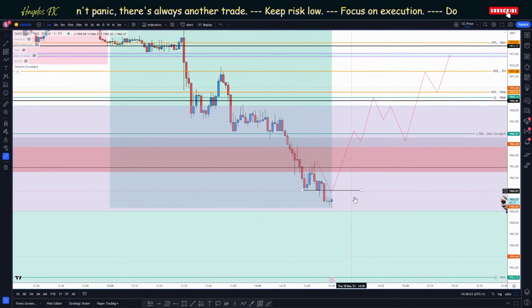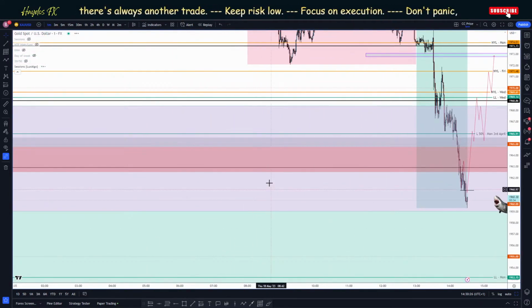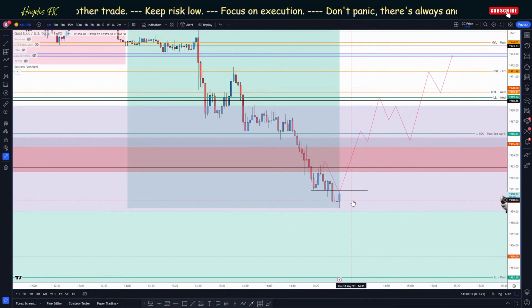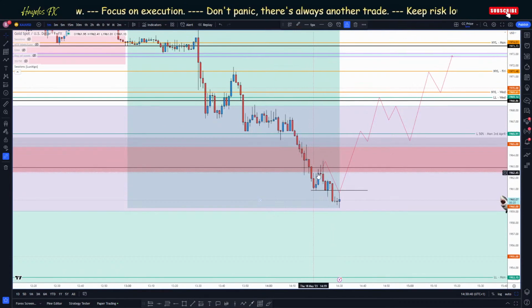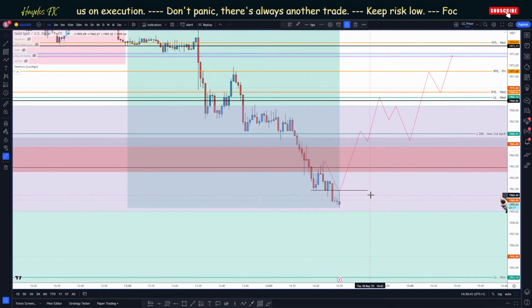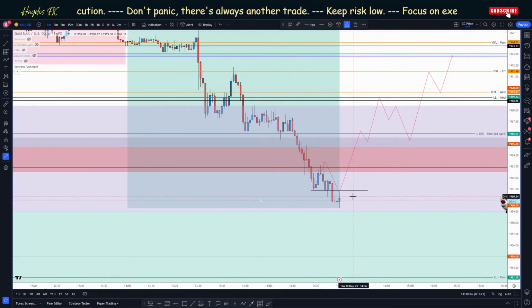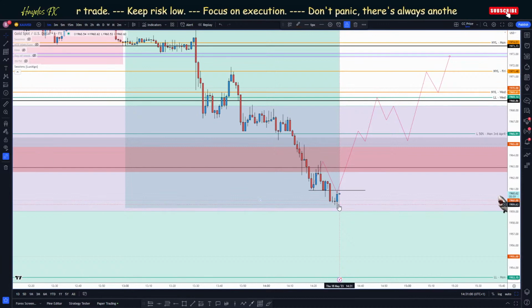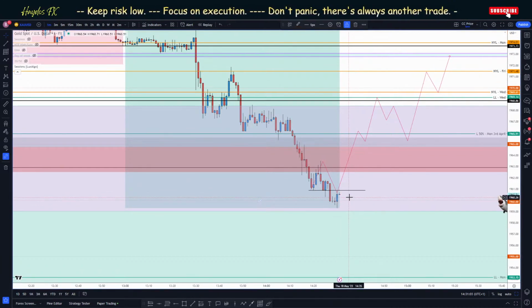I triggered without zone, but this is my zone. Anything underneath this zone was what I was looking for a trigger. So there's NYSE now, this candle. Looking for buys right now.